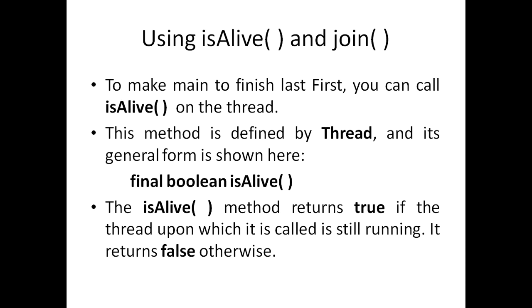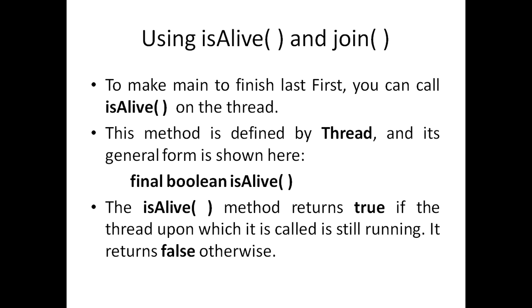To overcome this problem, so that the main thread always executes and terminates last, there are 2 methods we will be using. One is called isAlive, and the other is join. We'll see the syntax and how to use these 2 methods in a program with an example.